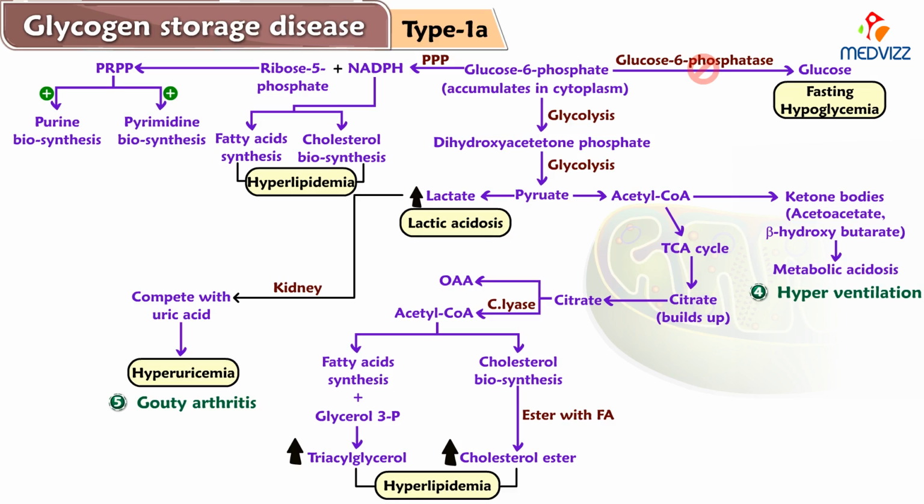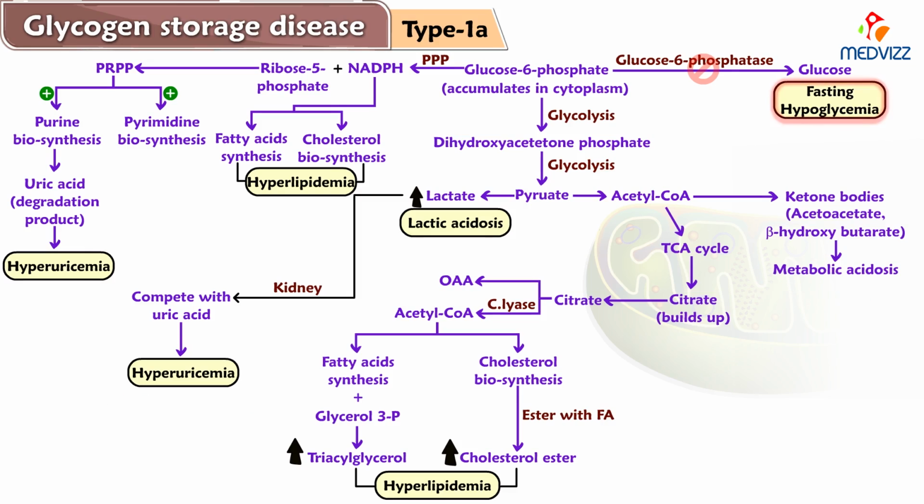With excess purine, the degradation product of purine is uric acid. So that will also contribute to the hyperuricemia that is seen in a Von Gierke disease patient. So all these are the signs that we see in a Von Gierke disease patient. So what are the laboratory signs? The patient will show hypoglycemia under fasting condition, lactic acidosis, hyperlipidemia, ketoacidosis, and hyperuricemia.